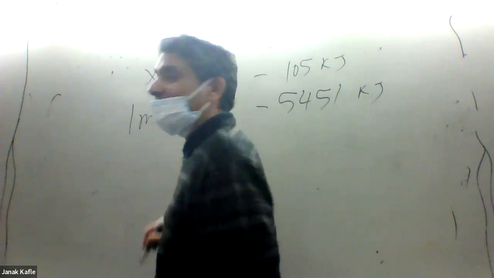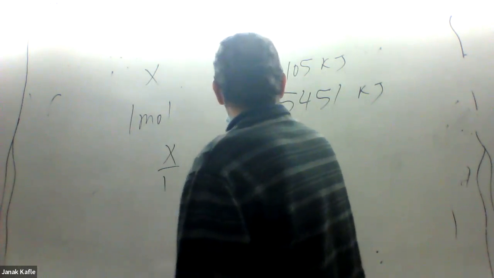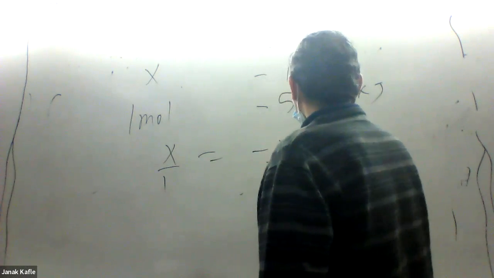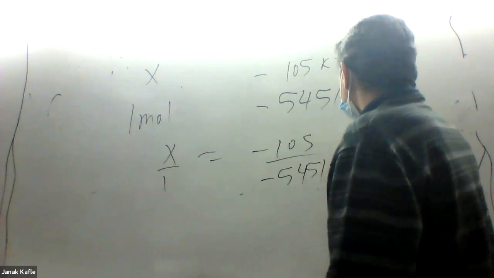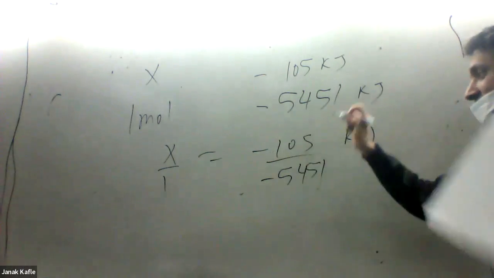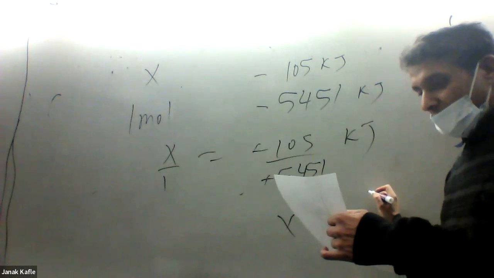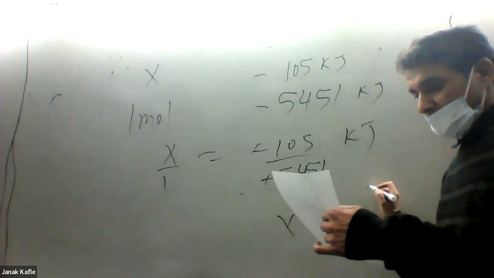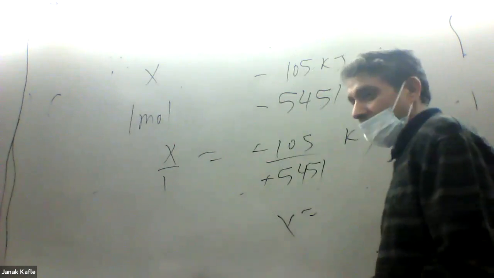So I write x here. Make sense? Just take the ratio. x divided by 1 is equal to minus 105 divided by minus 5451 kilojoules, and then you can cancel minus and minus, doesn't matter. x is equal to how much? I don't know how many moles it gives. So let's say 105 divided by 5451.